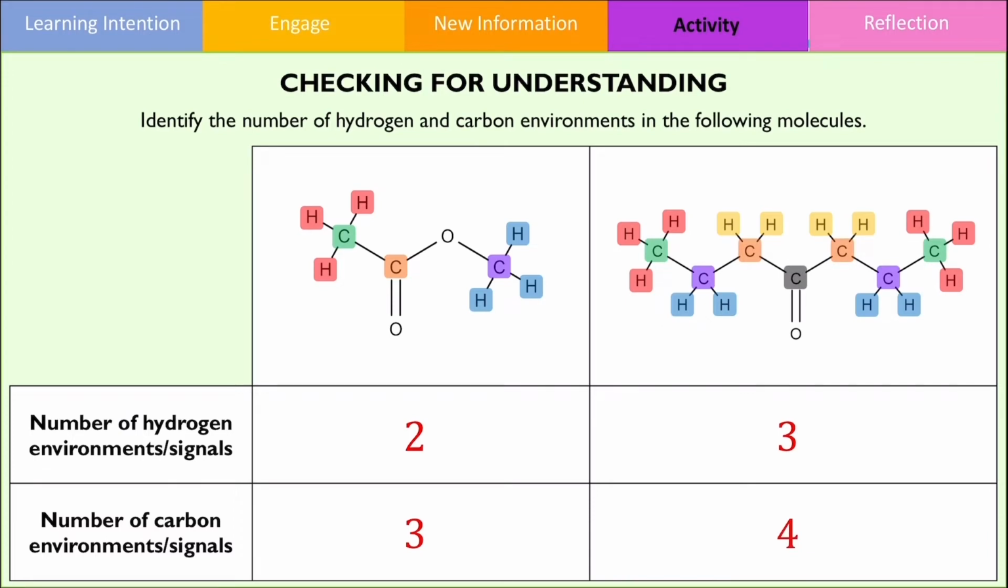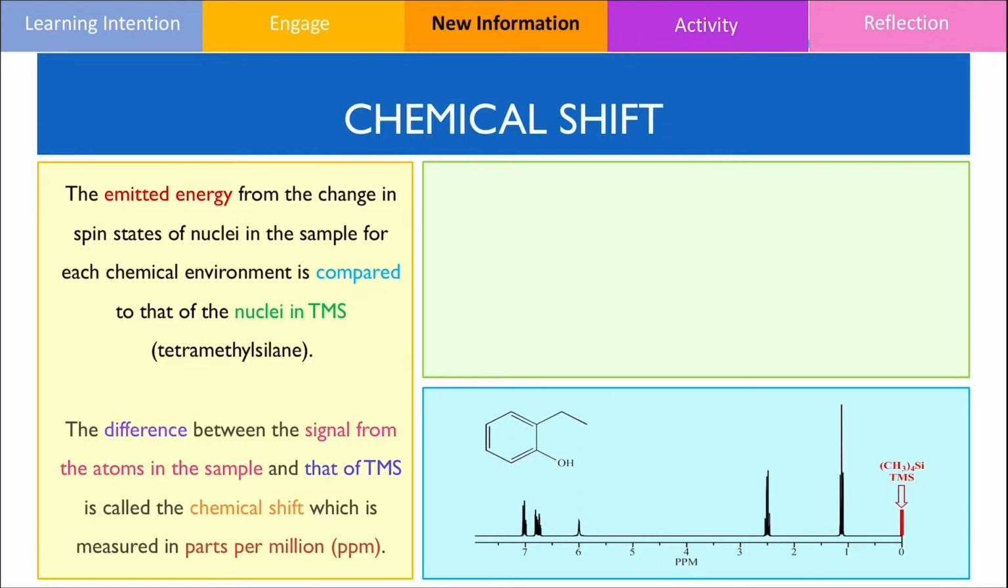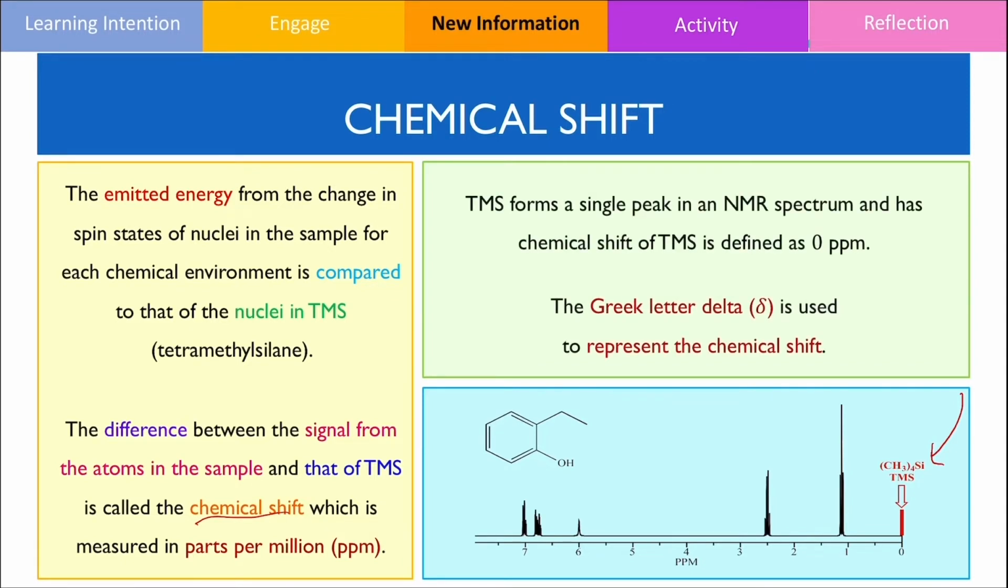We said earlier in the video that each hydrogen or carbon environment in the sample will emit radio waves of specific energies that's relative to the TMS. On the NMR spectrum, the difference between a signal and the signal produced from the TMS is referred to as the chemical shift, and this is measured in parts per million. As shown in the NMR spectrum below, the TMS produces a single peak at 0 parts per million. We often denote the chemical shift by using the Greek letter delta.